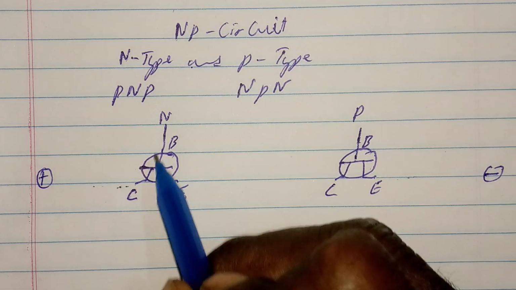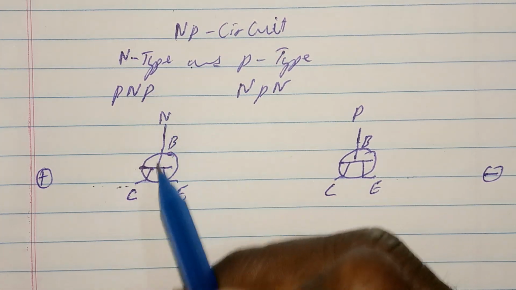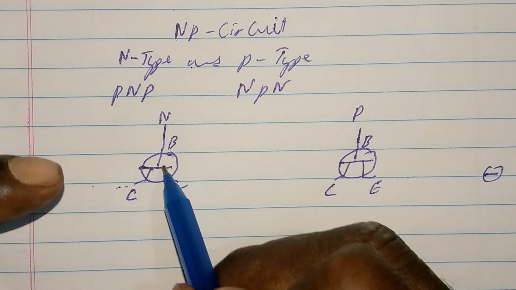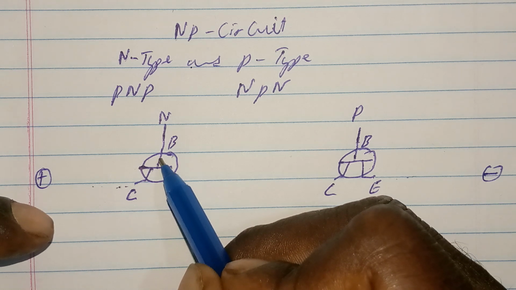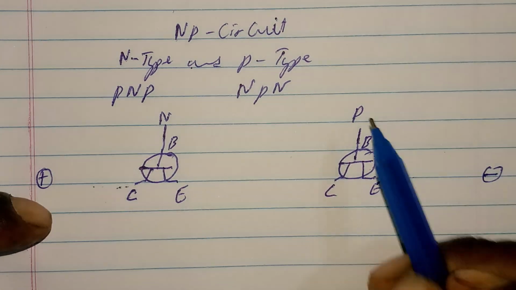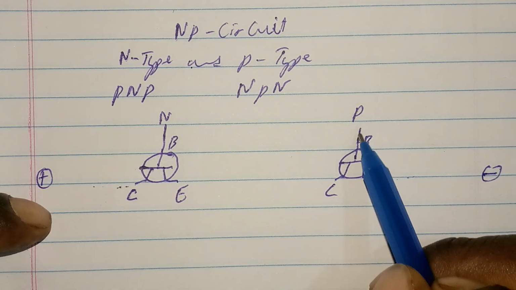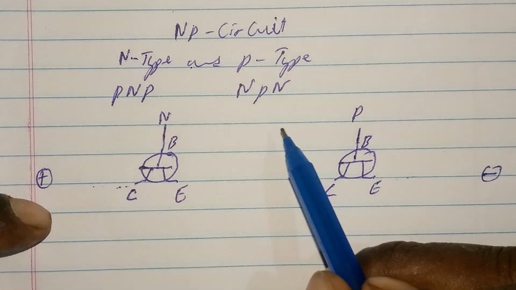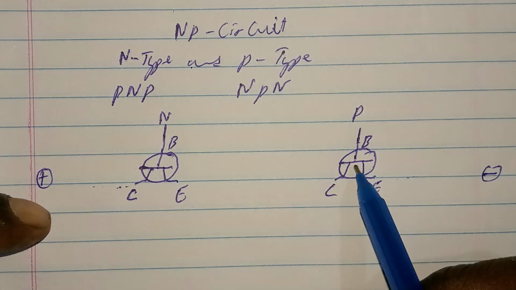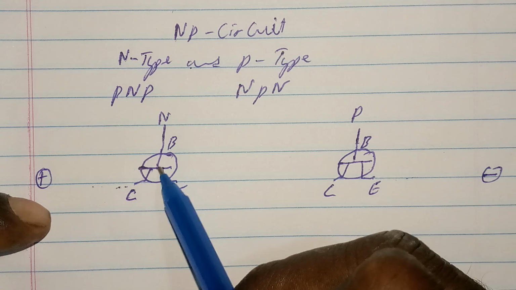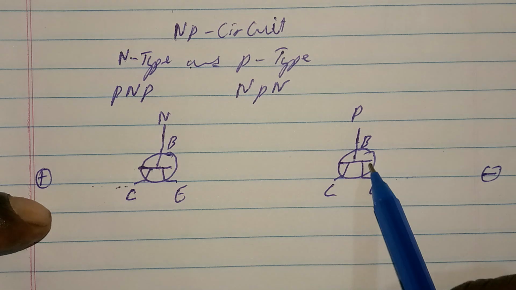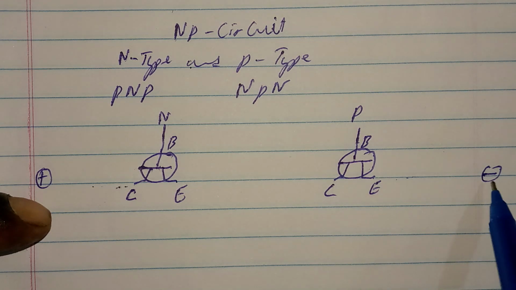Now, we know that if you want to switch on the N-type transistor, a base voltage should be taken out to the negative terminal. And if you want to switch on this P-type transistor, a base voltage should be input. You have to input a base voltage here. Here you have to take out a base voltage to the negative. Here you have to input a base voltage.